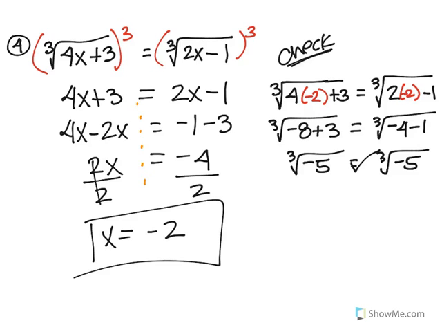I don't need to know what's the cube root of negative 5. I just need to know both sides equal. They balanced. Does that make sense? Questions? Still okay? Okay. And we're going to stop here.